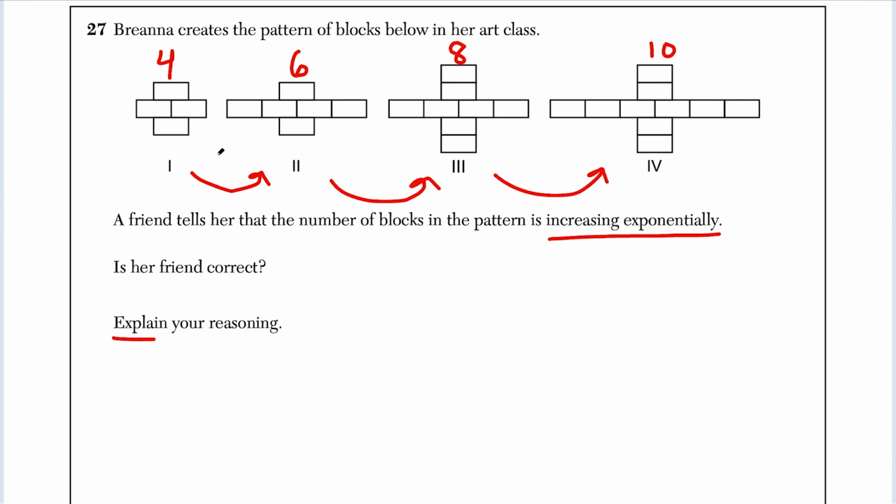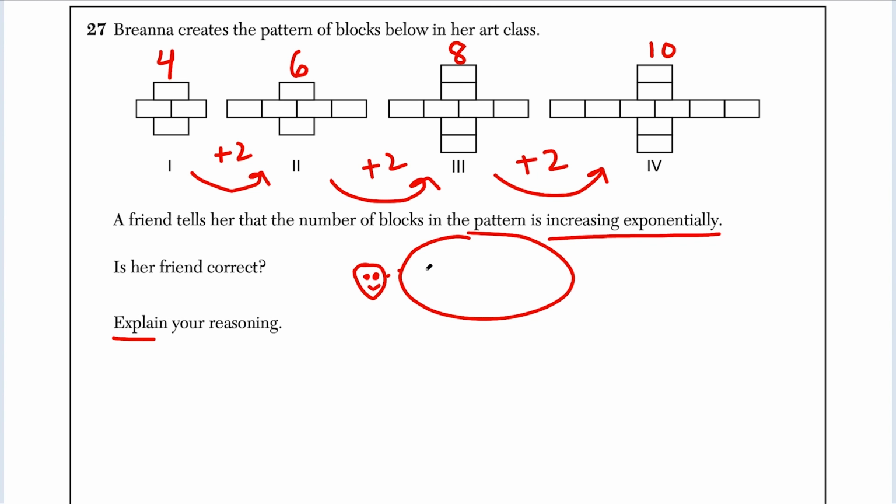Well, to get from 4 to 6, you're adding 2. And then to get from 6 to 8, you're adding 2. And then finally, to get from 8 to 10, you are also adding 2. So when I look at that, the first thing that jumps out at me here is that this is increasing by a constant rate of change. So this would be a linear pattern, not an exponential pattern.